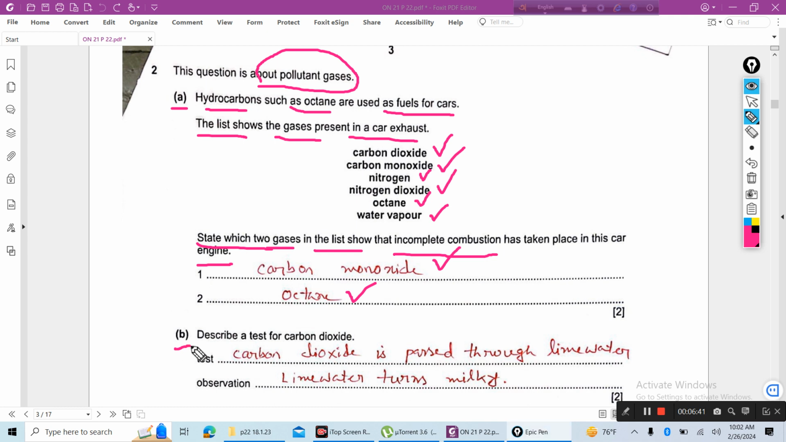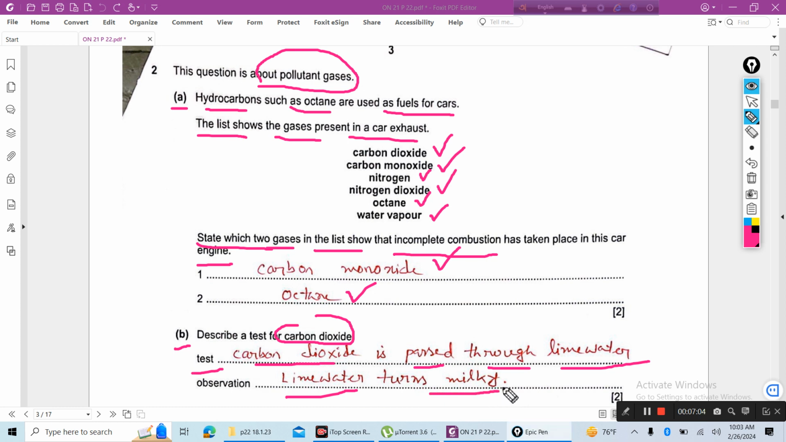B. Describe a test for carbon dioxide. You know, carbon dioxide turns lime water milky. So the test will be: carbon dioxide gas is passed through lime water. Observation: lime water turns milky.